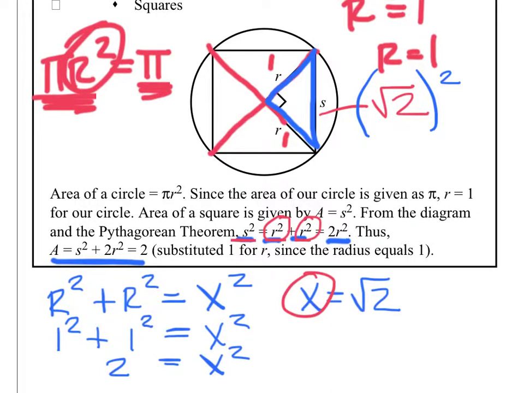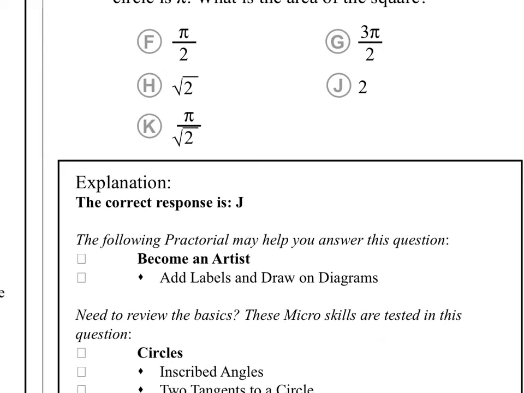Yeah, to find the area of a square, you square one side. And the side that we found was square root of 2. So square root of 2 squared would be 2. And that turns out to be choice J.